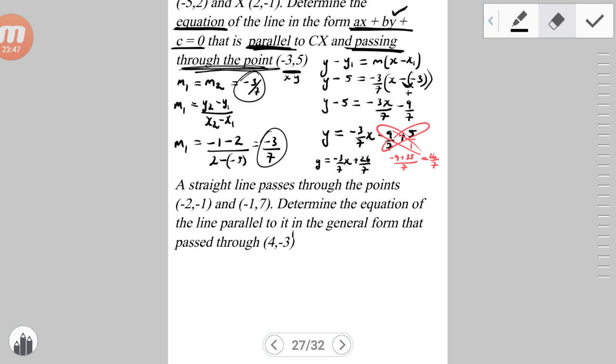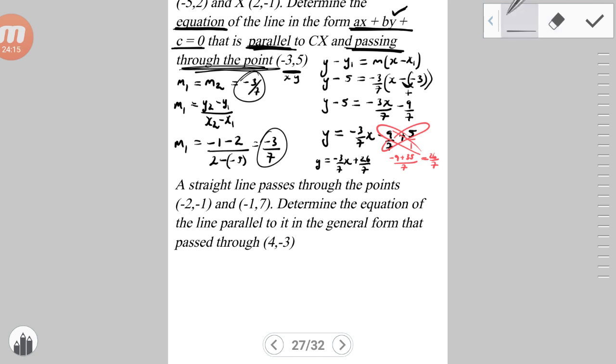Okay, all right, and a straight line passes through the points (-2, -1) and (-1, 7). We are required to determine the equation of the line parallel to it in the general form that's passing through (4, -3). Right, so we don't really need this ax plus by plus c, because the general form is in fact y equals mx plus c.